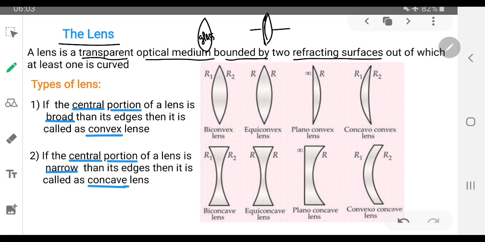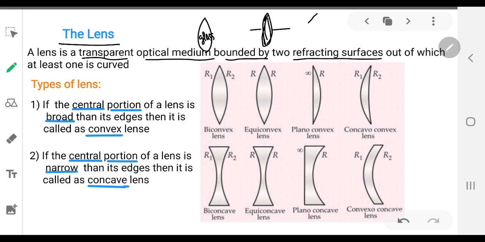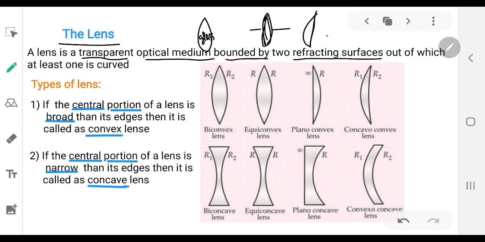So glass is an optical medium having two refracting surfaces. Here both may be curved, or one is curved and another one is plane. So it has two refracting surfaces, out of which at least one should be curved. Then refraction takes place at two surfaces, at the first surface and at the second surface. Then such a transparent medium is called a lens.